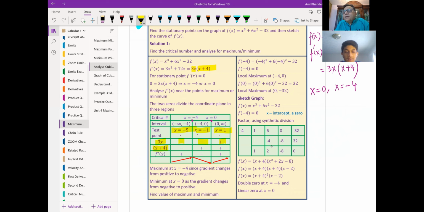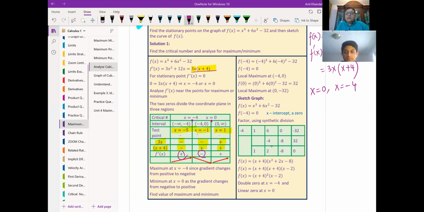We don't really want the value. We only are interested in the sign of the number, right? For x plus 4, it would be negative for minus 5, but positive for minus 1 and 1. Now, when you multiply two negatives, you get a positive. You have to multiply since the derivative is a product of two, 3x and x plus 4. So it is increasing.